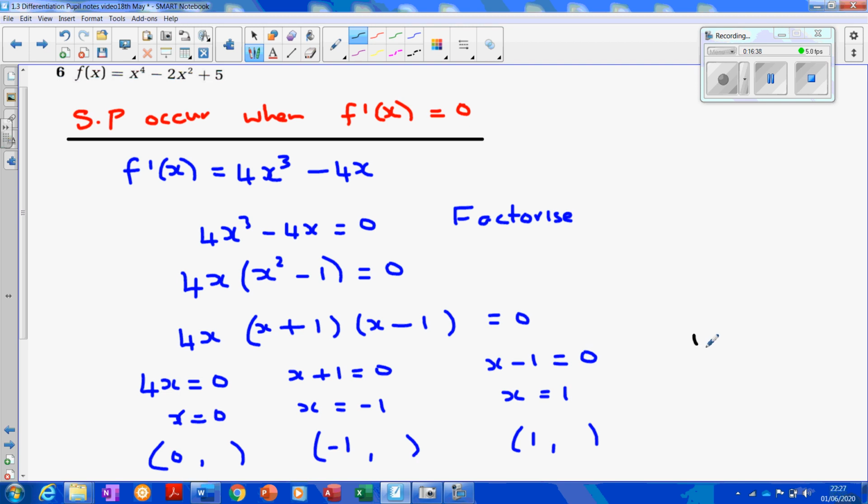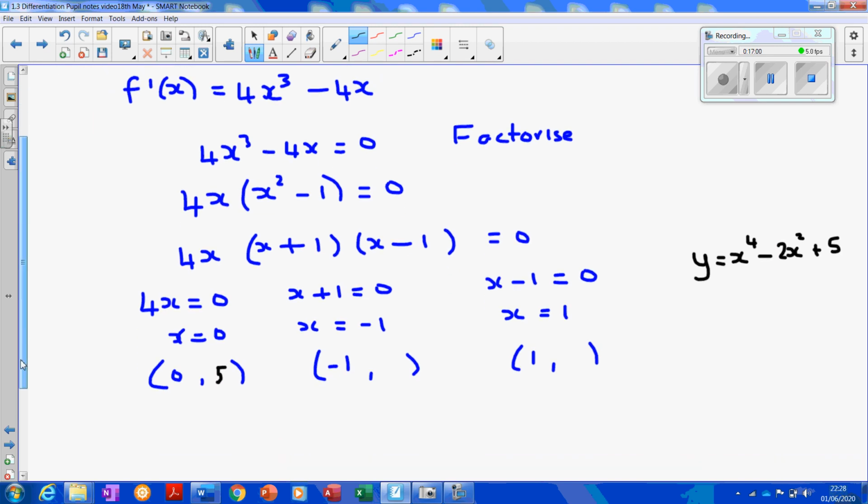So y we know is equal to x to the power of 4 minus 2x squared plus 5. Okay, so when x is equal to 0, that will be 0 to the power of 4 minus 2 times 0 squared plus 5. That will be 5. You can use your calculator if you need to.